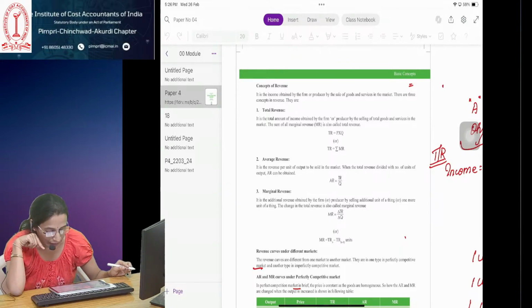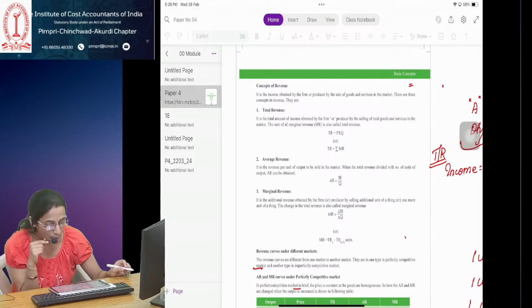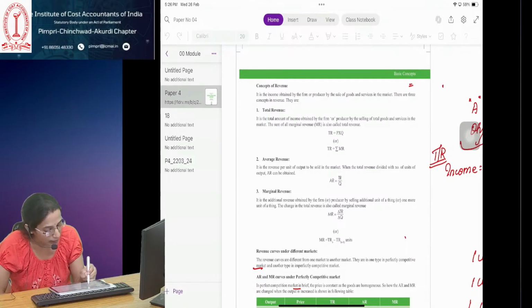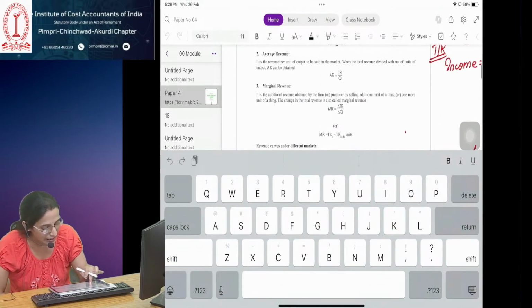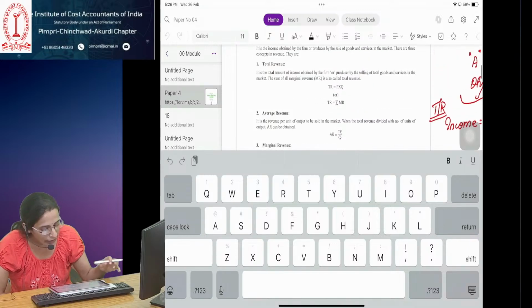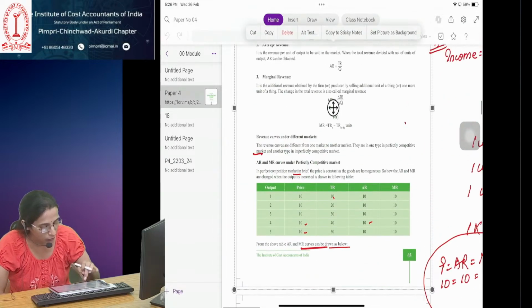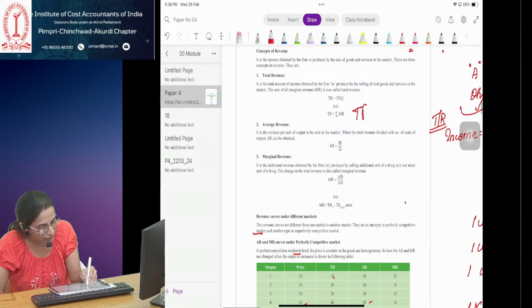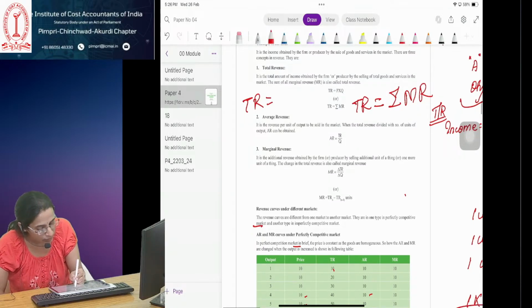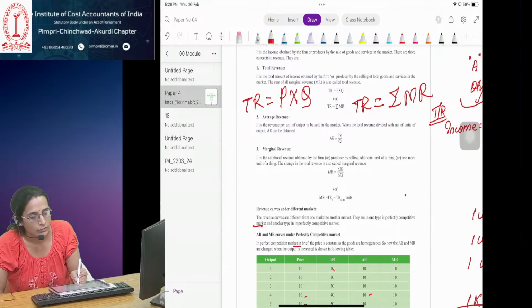Total revenue is the total amount of income obtained by the firm or producer by selling total goods and services in the market. The sum of all marginal revenue is also called total revenue. It is written: total revenue is equal to the aggregation of marginal revenues. Or in other way, total revenue can be price into quantity, that is the sales figure, right? Right, Piyush?